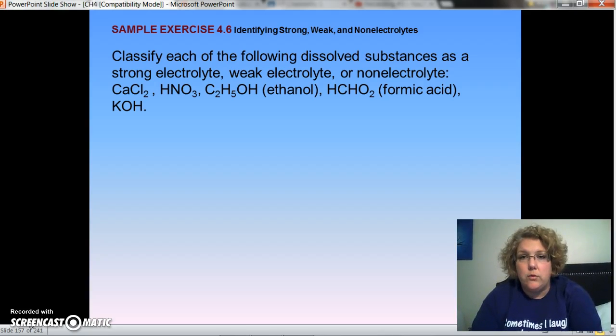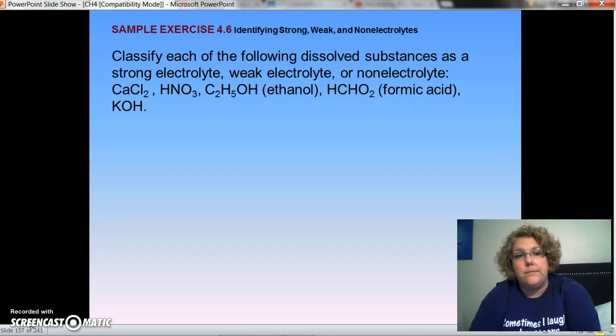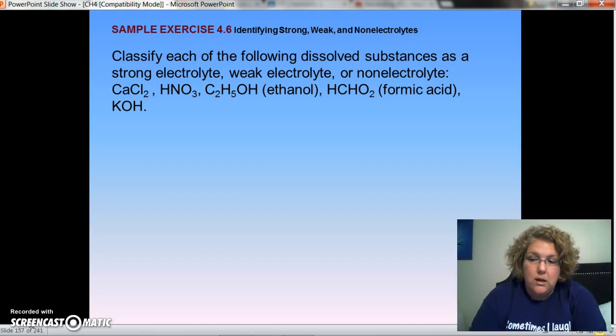Now we have formic acid. It's an acid. It says so in the name. And it starts with H. That's another clue. And it is not one of our 7 strong ones, so it is a weak acid and therefore a weak electrolyte. And then lastly, KOH. That is a hydroxide, and it's soluble because potassium is in group 1. So it's a soluble hydroxide, and therefore a strong base, and therefore a strong electrolyte.